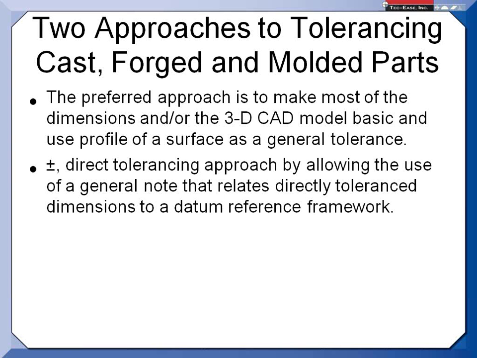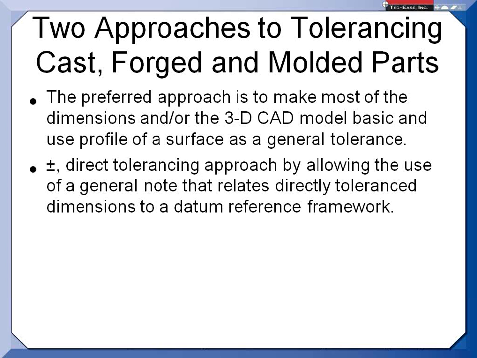So in our 14.8 standard, there are two general approaches. The preferred approach is to make most of the dimensions and or your 3D CAD model basic and use profile of a surface as a general tolerance. And I'll talk a little bit later about we'd like to see you model your draft also. The older approach that hopefully is phasing out is to use directly toleranced dimensions, those plus minus things.